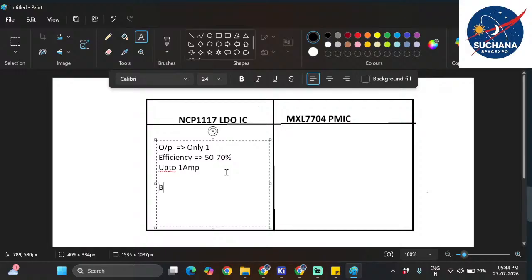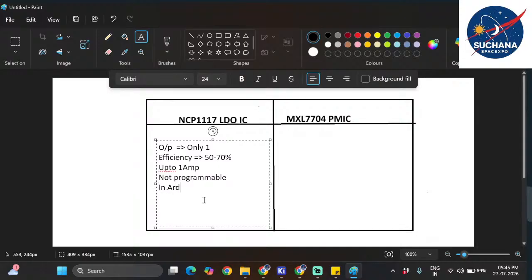And this is the most important point: it is not programmable. You cannot program this IC. Few ICs can be programmable and few ICs are not programmable. This IC is not programmable. We will discuss in detail what programmable and not programmable mean as well. And where can you find this NCP 1117 IC?